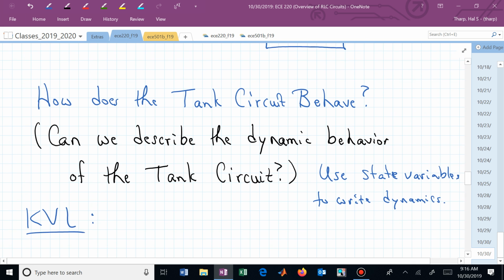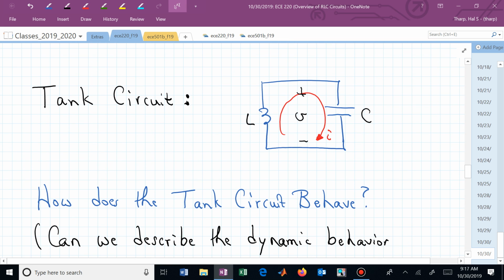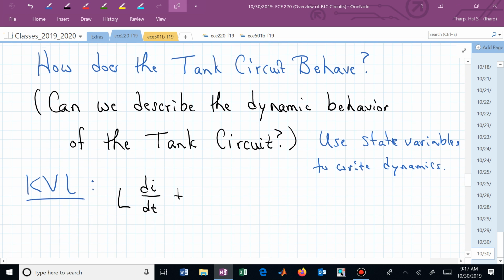KVL. So now we said we had L di dt. That was the voltage drop from bottom to top. Well, now if we're using state variables, let's just say plus the voltage dropped across that capacitor. That's our state variable.